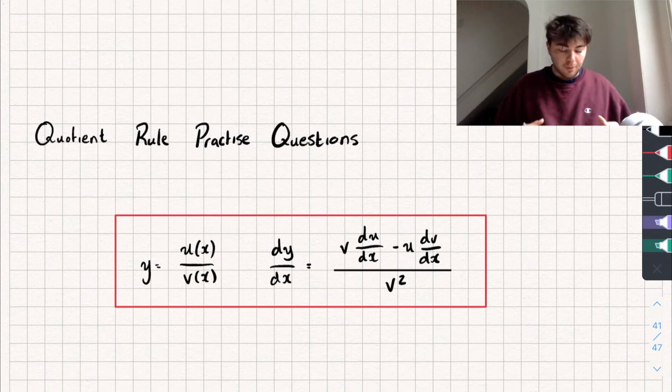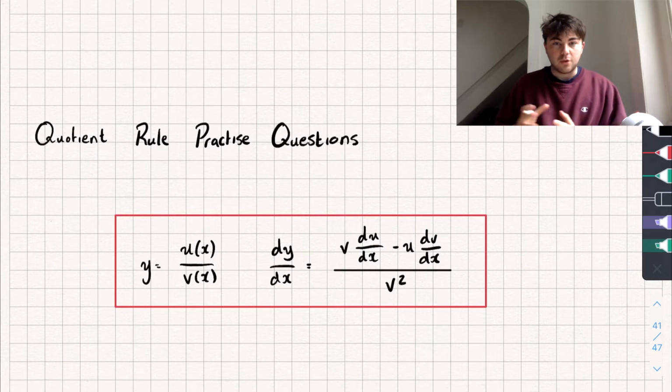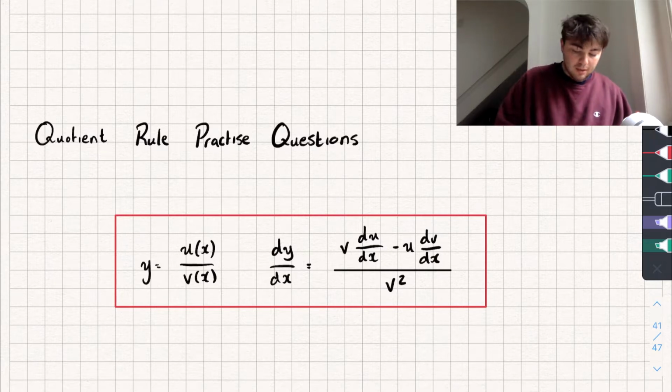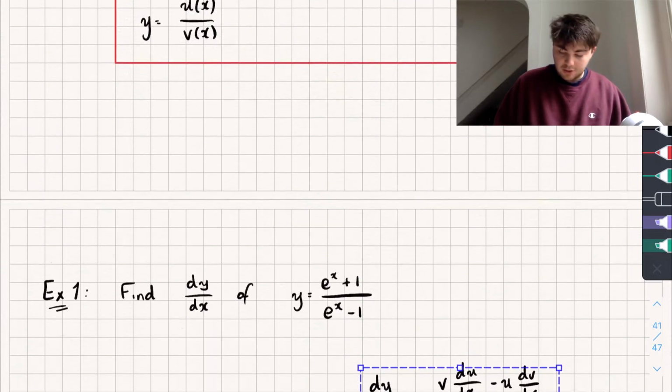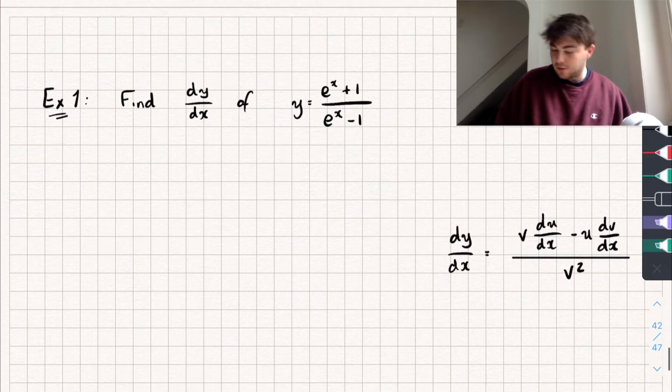Hello, in this video I'm going to be working through 3 different practice questions using the quotient rule, and I'm going to timestamp each question below so you can easily skip through to the next question if you don't like the one I'm doing. So let's bring the quotient rule down just because it might be a bit of a trickier formula than the other two.